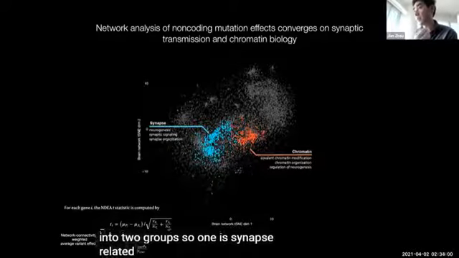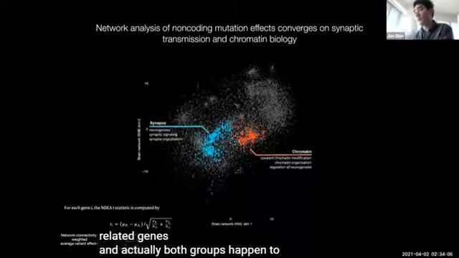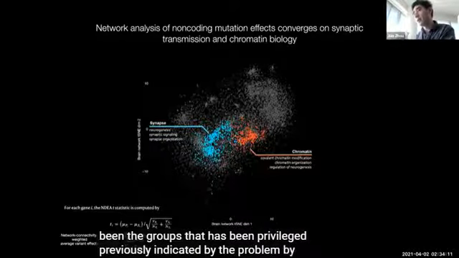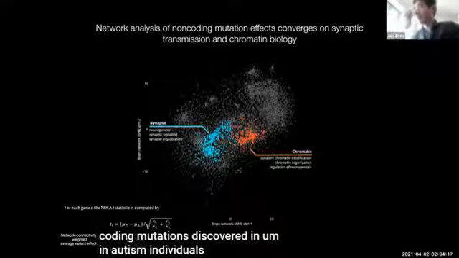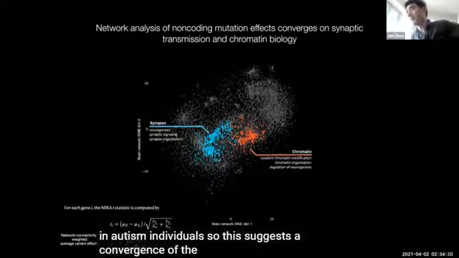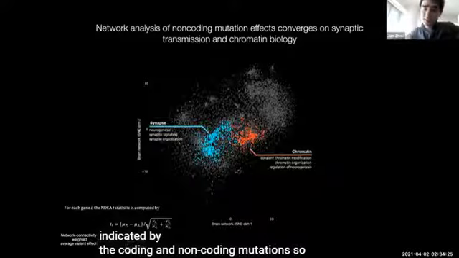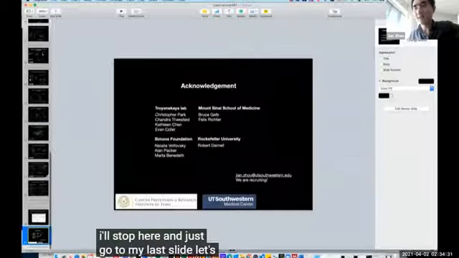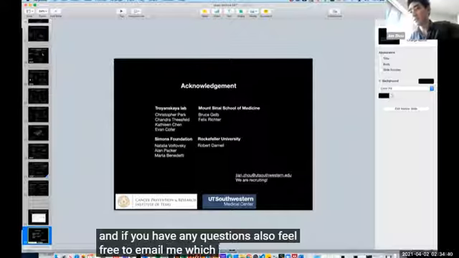One is synapse-related genes, another is chromatin regulation-related genes. And both groups happen to have been previously implicated by the coding mutations discovered in autism individuals. So this suggests a convergence of the mechanisms that are implicated by the coding and non-coding mutations. So I'll stop here and just go to my last slide. Thank you to all my collaborators who were involved in these studies. And if you have any questions, feel free to email me, which is on here.